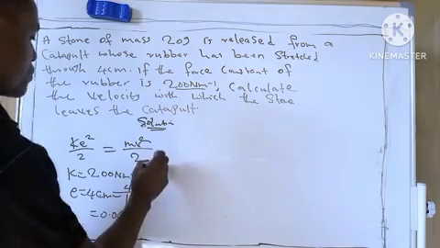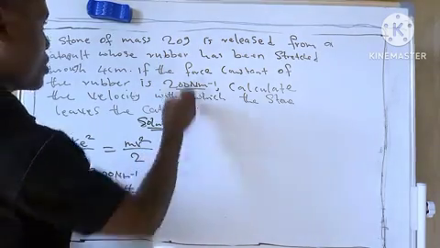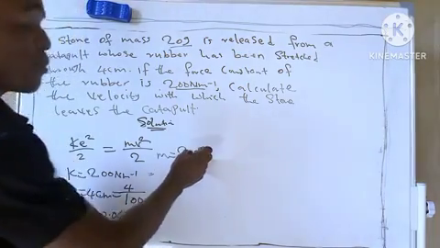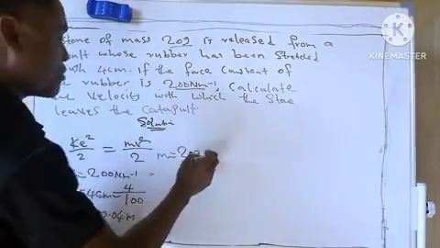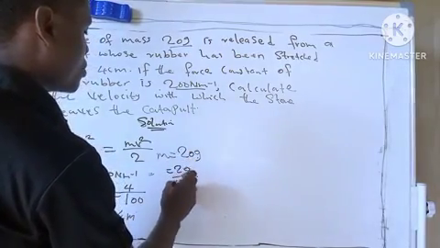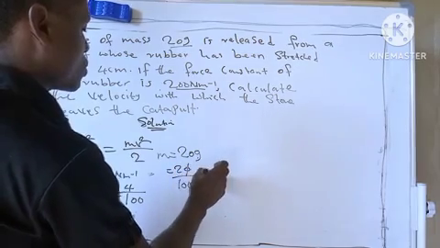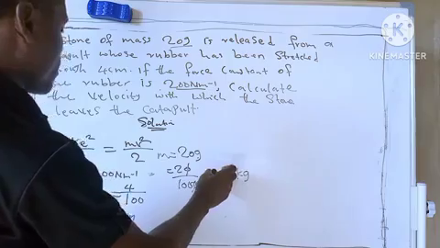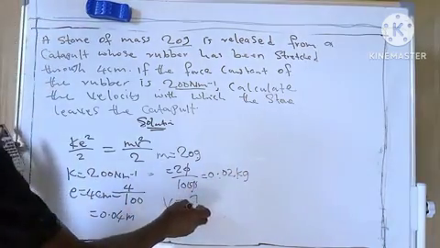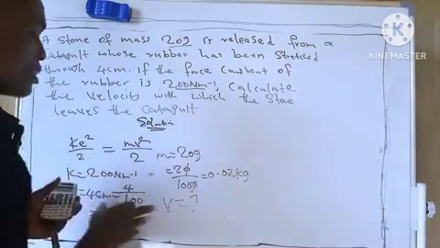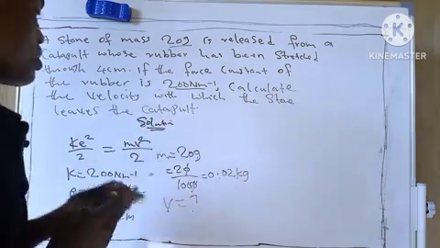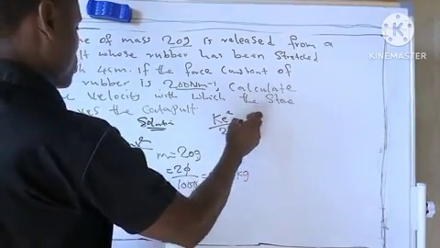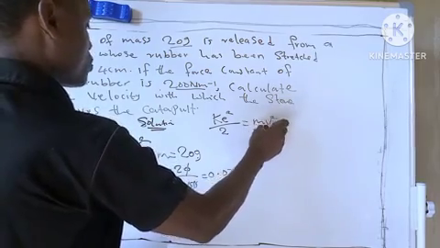Our m is given, because m is equal to 20 gram. So we have to convert this gram to kilogram by dividing it by 1000. We are left with 0.02 kilogram. So this is our mass, right? And v is the unknown which calculates the velocity. So we have this formula, ke squared over 2 equal to mv squared over 2.